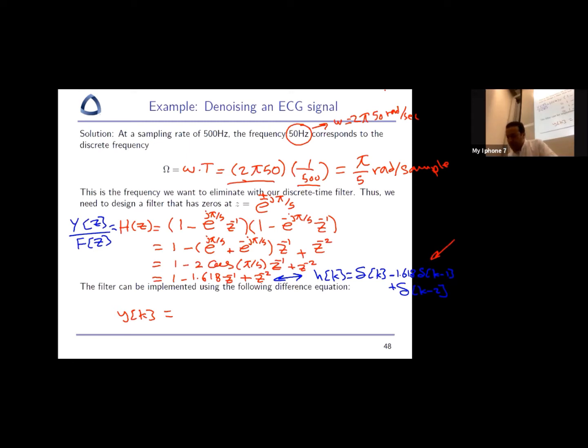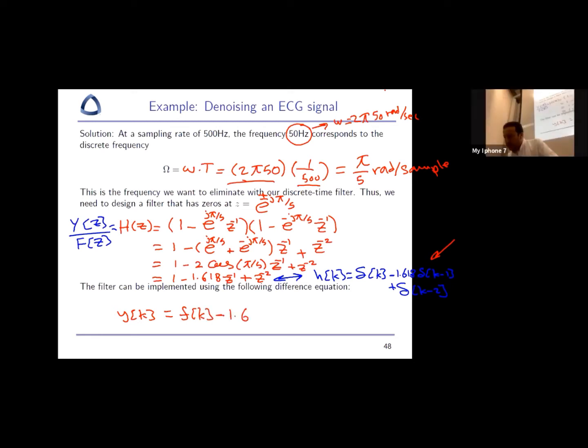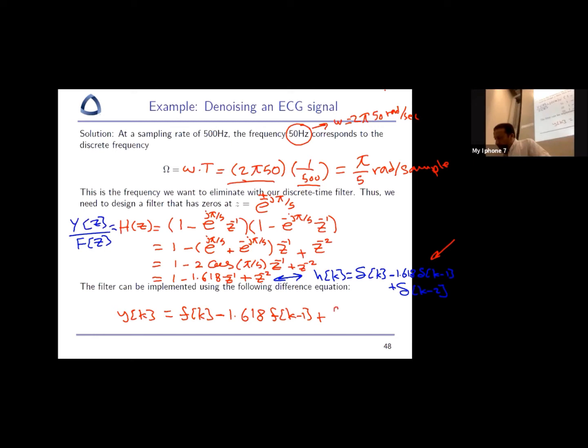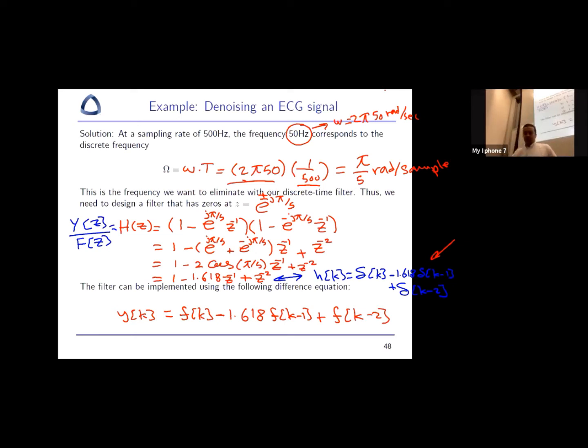F of k minus 1.618 F of k minus 1 plus F of k minus 2. Thank you very much. So this is the filter.